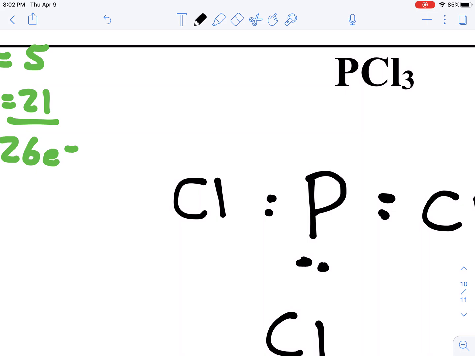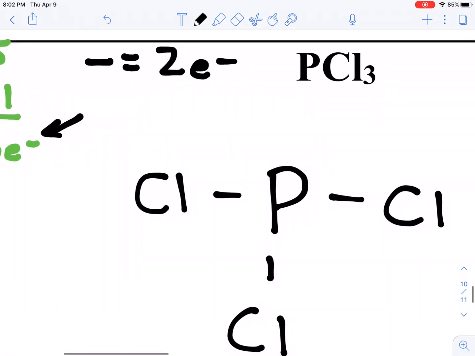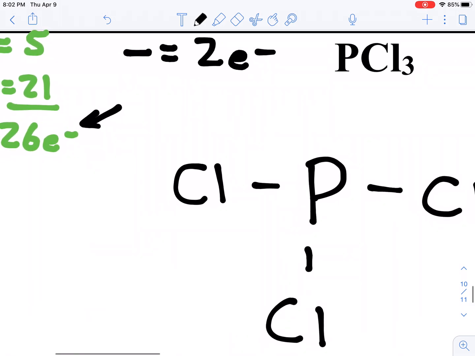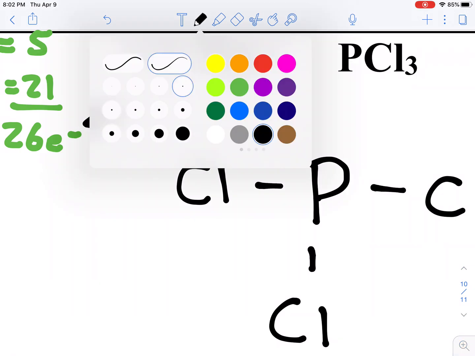Now that's not really the convention, so I'm going to keep my bond lines like so. But it's really important for us to know that every time we see a bond, that equals 2 electrons. So let me redraw that because that's really confusing. One bond equals 2 electrons. So of these 26 electrons that we need to show, we have 3 lines drawn. 3 lines means 6 electrons. 3 times 2 is 6. So we've drawn, of our electrons, 6 of them already. We need to draw in the remaining 20.